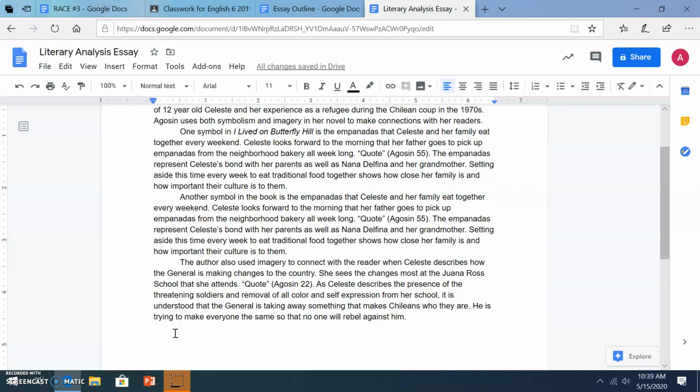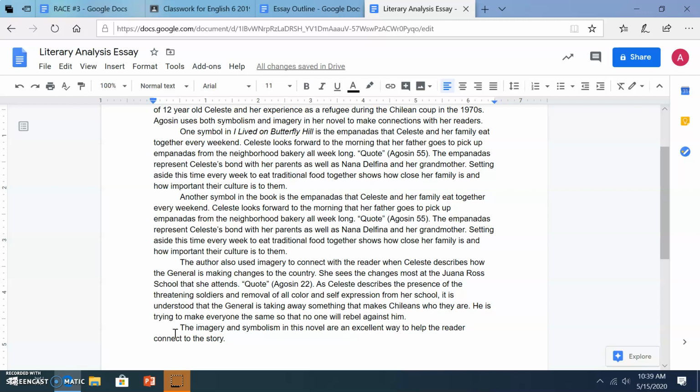So I'm going to say something like, the imagery and symbolism in this novel are an excellent way to help the reader connect to the story. They're basically saying the same thing, I've just changed the wording.